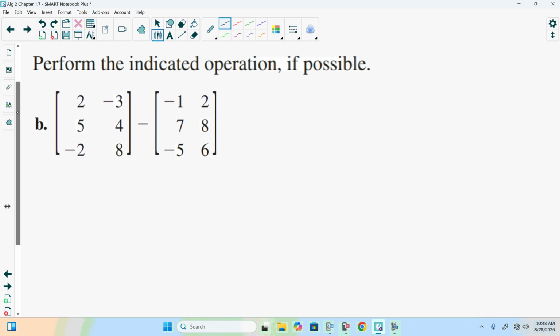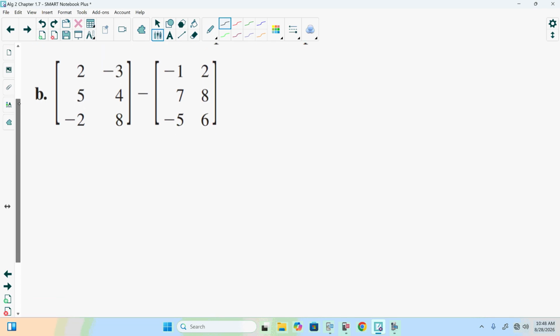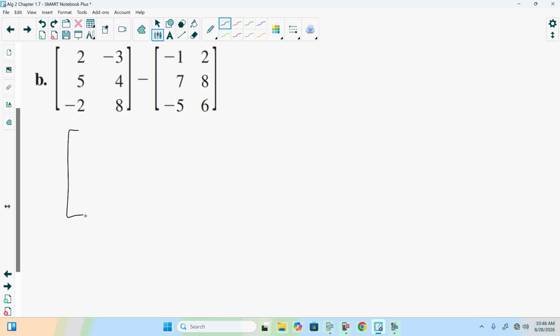So this time we want to subtract them. Our first matrix is a 3 by 2: 3 rows, 2 columns. The second one is a 3 by 2. Since the dimensions are the same, it means we can subtract these two. And to subtract them, we're going to subtract the corresponding elements.